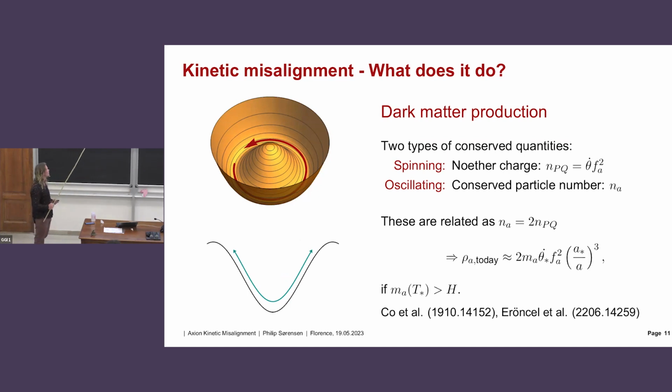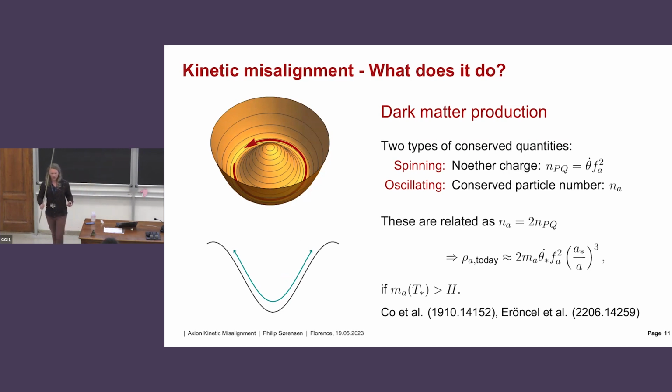Yeah, there is something in the equation here. Yeah, it's theta dot. So this here is the number density, which you can measure at any time before you start oscillating, where it's conserved, and then it will be translated to number density today.